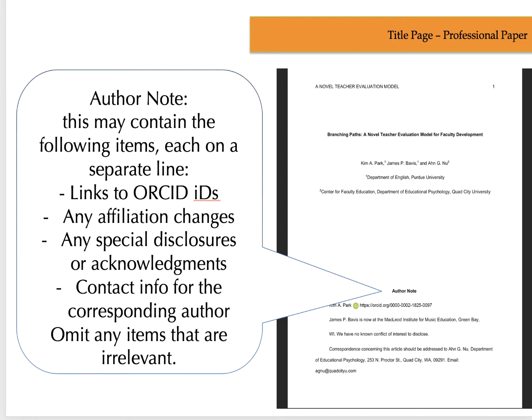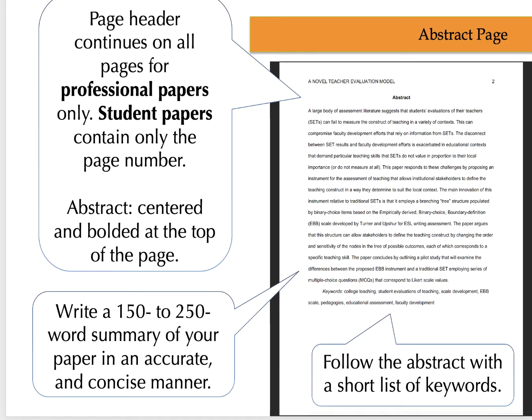Okay, let's look at the abstract page. So this is a visual of the abstract page, which consists of a page header, a heading labeled abstract, and a brief summary of the paper, accurately presenting its contents. Professional papers should contain a running head in the header, and that's flush left, and a page number, and that's going to be flush right. Student papers should contain only the page number.